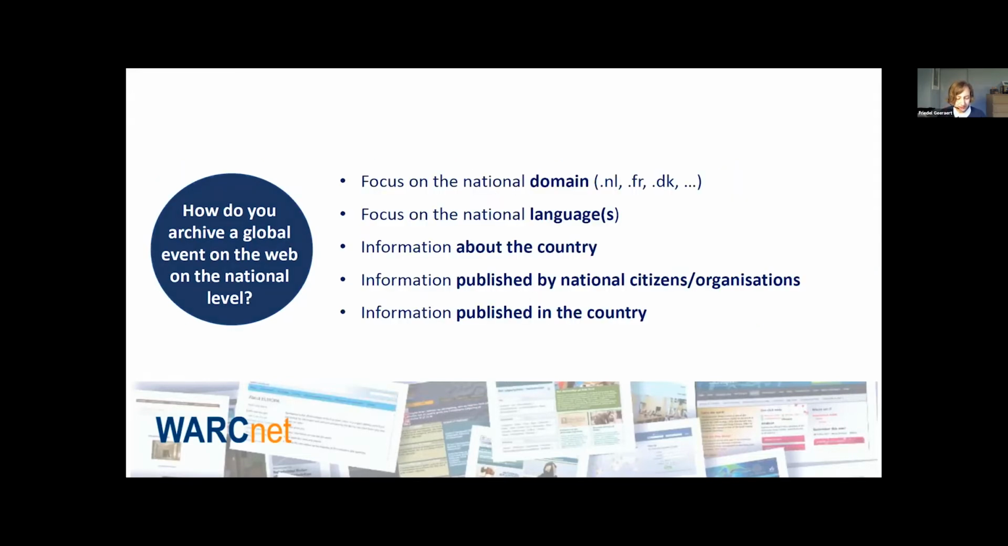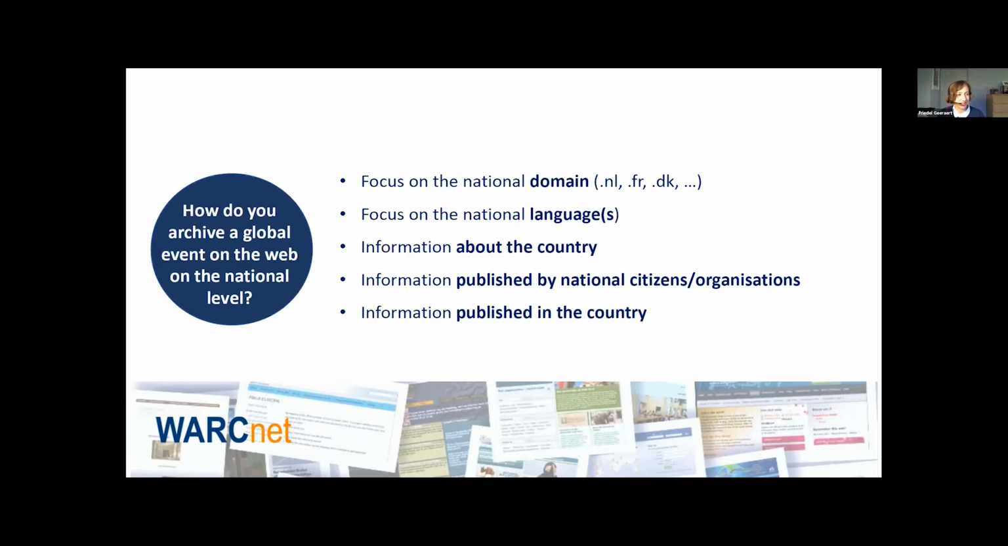So on to the first question, how do you archive a global event on a national level? So the Library of Congress and the IIPC Collaborative Collection both have a global collecting focus, but other institutions are mostly national libraries. They try to limit their collecting to the national level in a variety of different ways. So one way is to focus on information published on the national domain, such as .nl for the Netherlands, .fr for France, .dk for Denmark, and so on. Also focusing on information in the national language of the country is another way, although the fact that many countries in Europe share languages complicates this criterion.